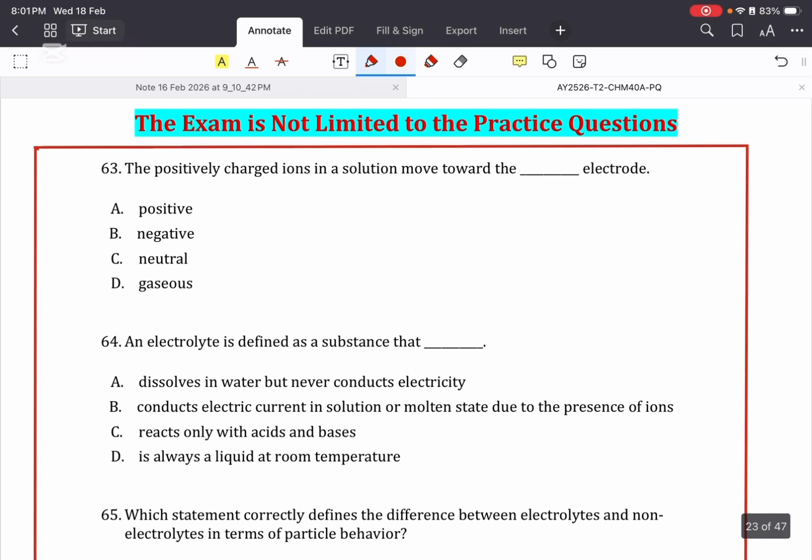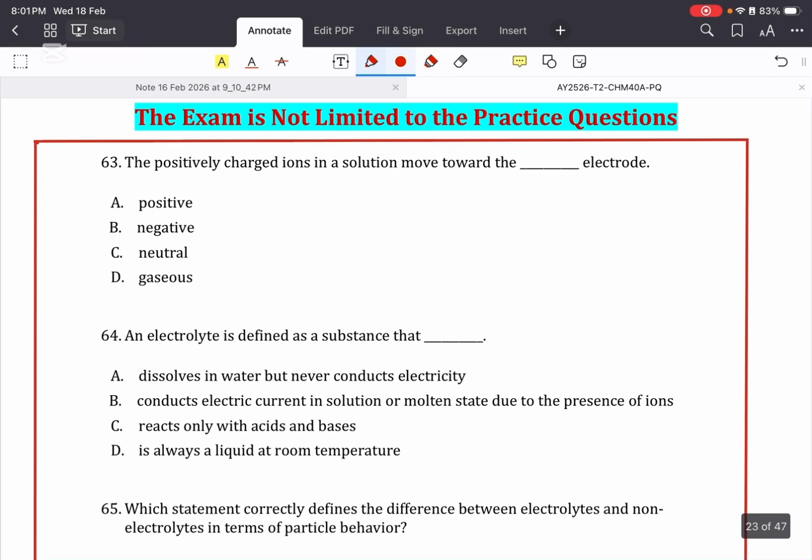The positively charged ions in a solution, they move toward the electrode. So if I have a conduction, of course, the positive will move toward the negative electrode, and the negatively charged ion will move to the positive electrode. So it's like oppositely charged particles, they attract each other.